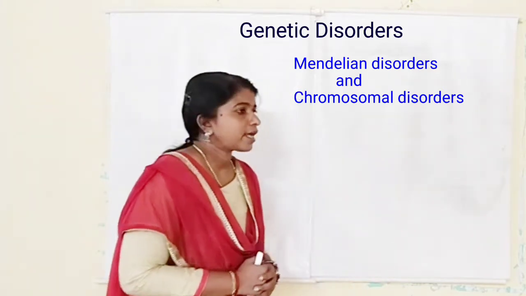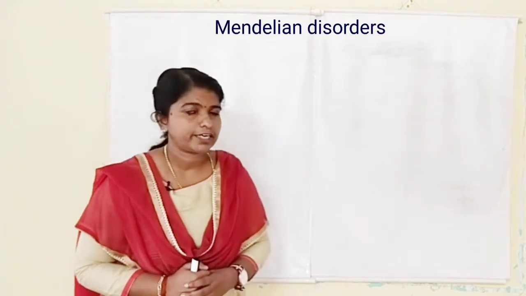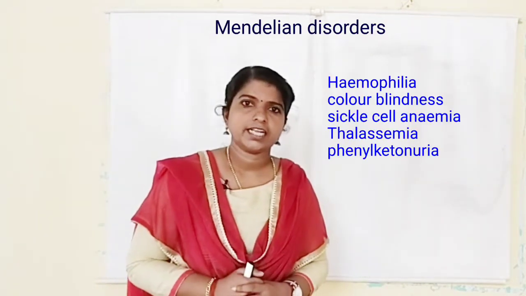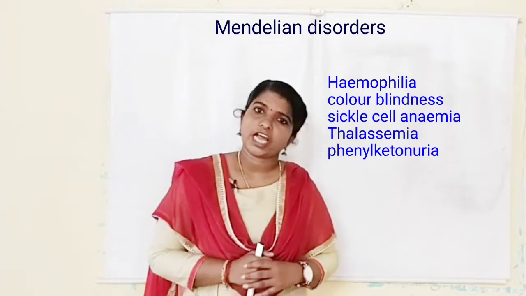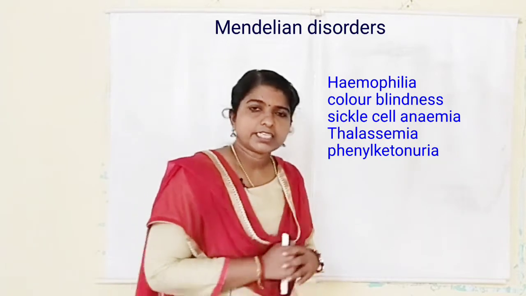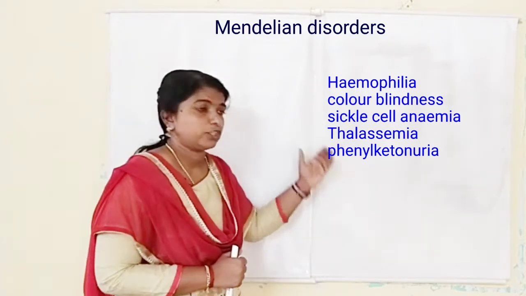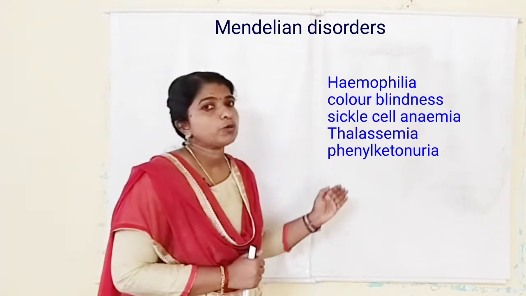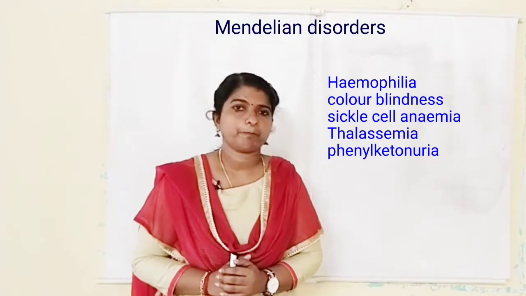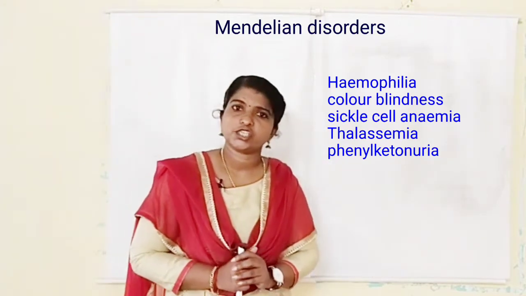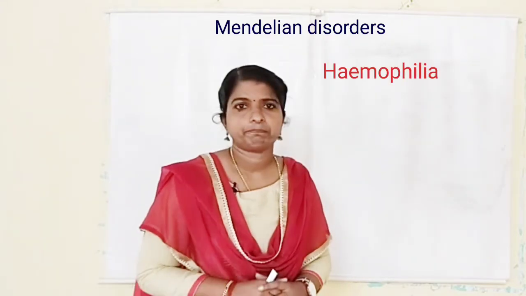The major examples of Mendelian disorders are Haemophilia, color blindness, sickle cell anemia, thalassemia, phenylketonuria, etc. And these disorders are either sex-linked recessive disorders or autosome-linked recessive disorders. First we can study sex-linked recessive disorders, and the first one is Haemophilia.